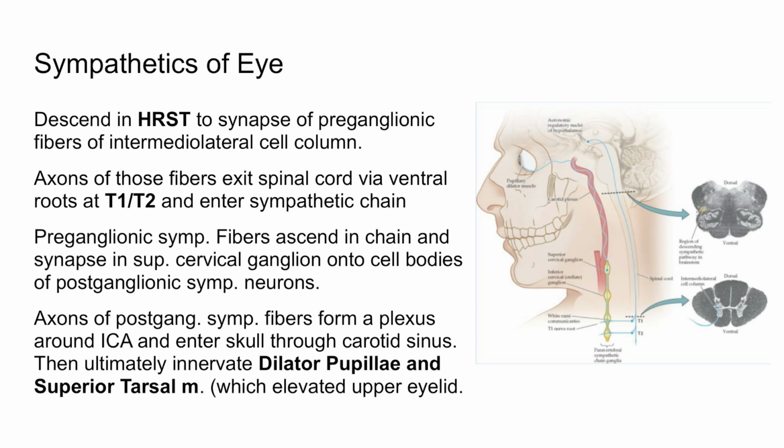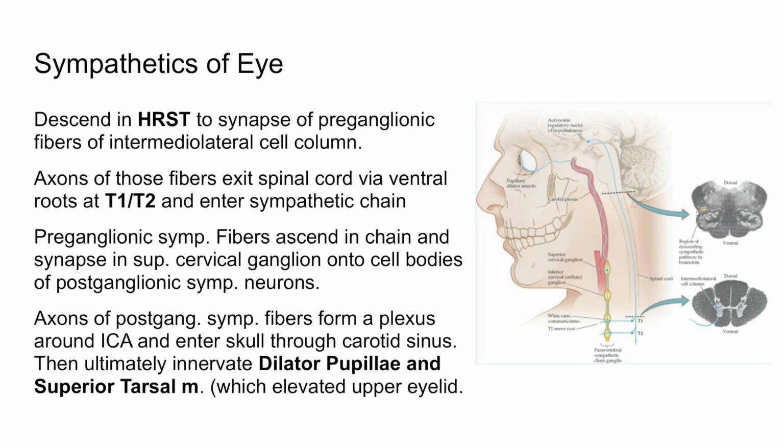From there, second order preganglionic neurons exit the spinal cord through the ventral roots at T1 and T2 and enter the sympathetic chain and ascend. And this is important because it ascends up to that superior cervical ganglion, and that's where they're going to synapse. So now you're going to have third order postganglionic neurons take over, and these fibers are going to wrap around the internal carotid artery, forming the carotid plexus. And they're going to ride that into the skull through the carotid canal and cavernous sinus region.